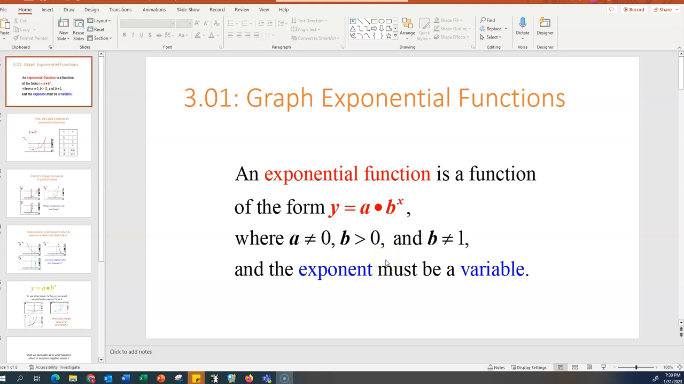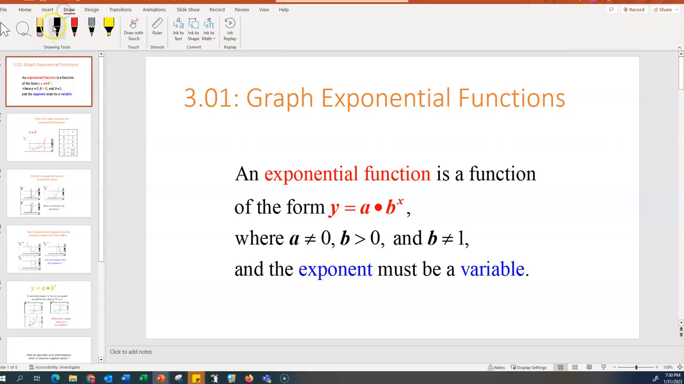In today's lesson, we will be going over exponential functions. An exponential function is a function of the form y equals a times b to the x. The difference in an exponential function and a linear or quadratic function is that your variable is an exponent, hence exponential function. Couple things, a cannot be 0, and b must be greater than 0 and cannot be 1. The exponent will always be a variable.